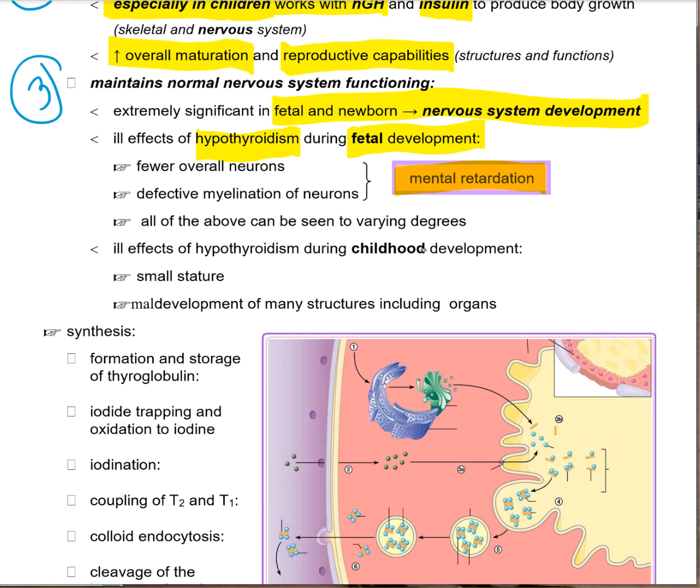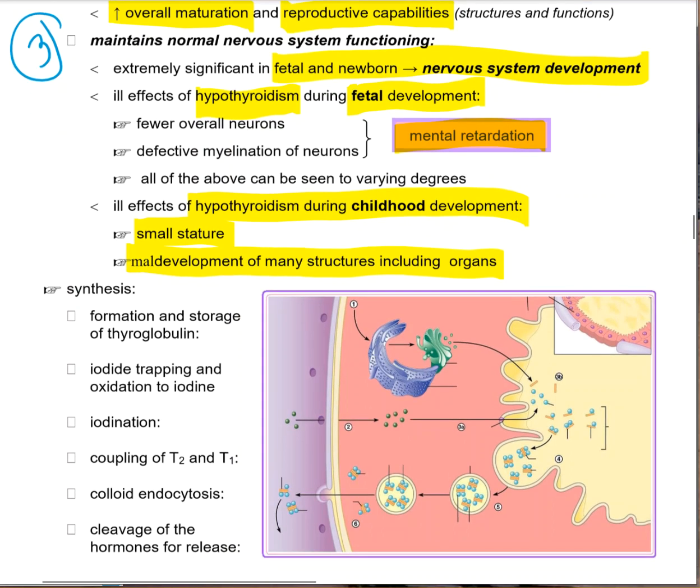In childhood, if we have hypothyroidism, the brain's already been developed, so we have fewer neural issues, but we would have small stature because our growth would be off, and we would have maldevelopment, or not full development, of many structures, including organs. So we want to identify patients with hypothyroidism as soon as possible and try to treat them with thyroid hormones so these things won't happen. Okay? All right.